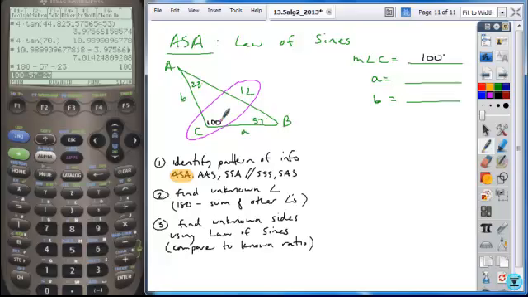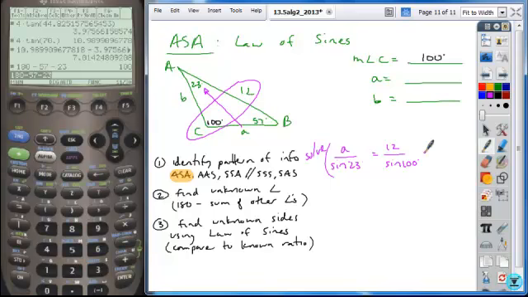So we can choose either of these sides. Because a side is our unknown, I'm going to start with that. I'm going to take A over the sine of the angle opposite it. Well, what angle is opposite A? 23. So A over the sine of 23 is equal to our known ratio. My known ratio is 12 over the sine of the angle opposite that, which was 100.